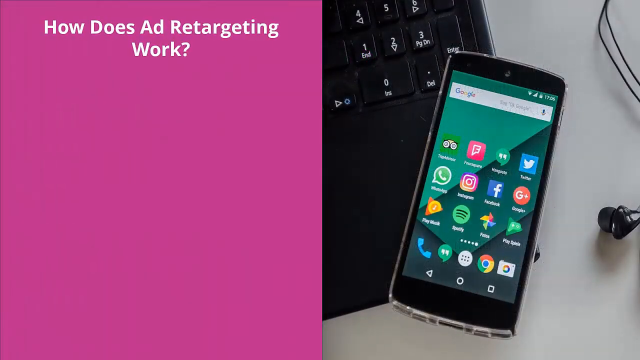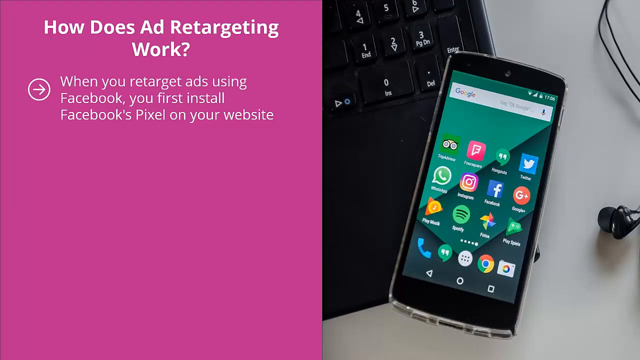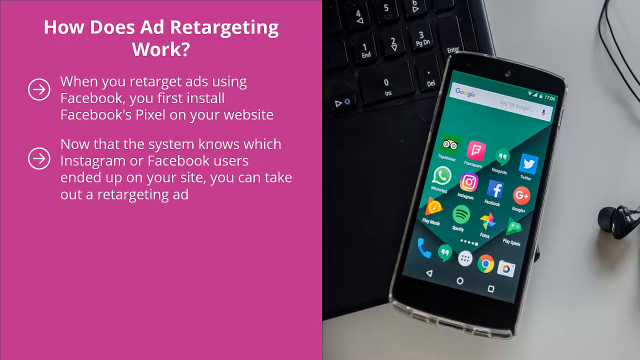How does ad retargeting work? When you retarget ads using Facebook, you first install Facebook's Pixel on your website. You then go about promoting on Facebook and Instagram. And when people find themselves on your site after clicking on a profile link, the Pixel keeps track of where they landed. Now that the system knows which Instagram or Facebook users ended up on your site, you can take out a retargeting ad. This ad can promote a deeper page, or it can promote your mailing list directly.